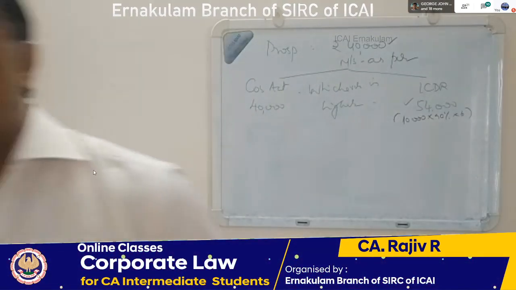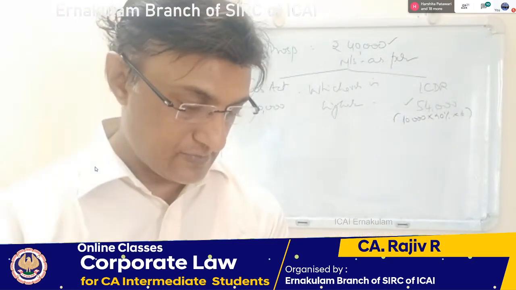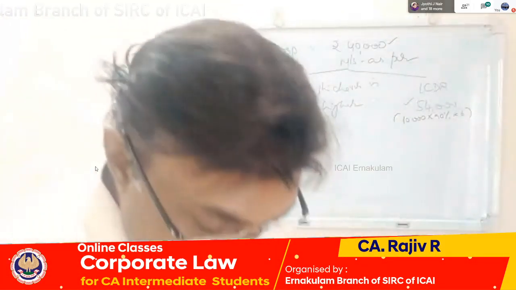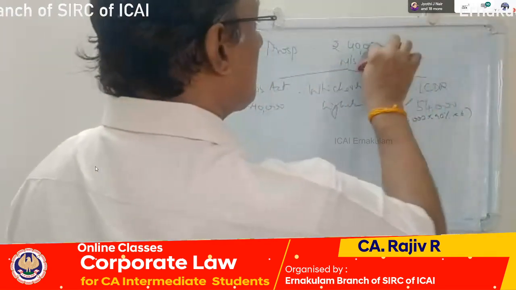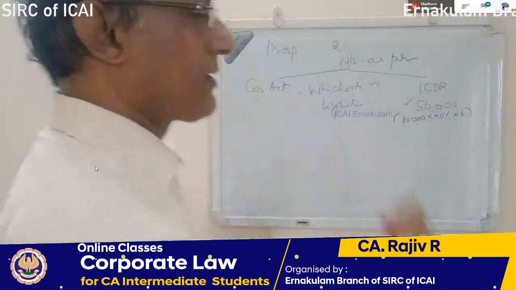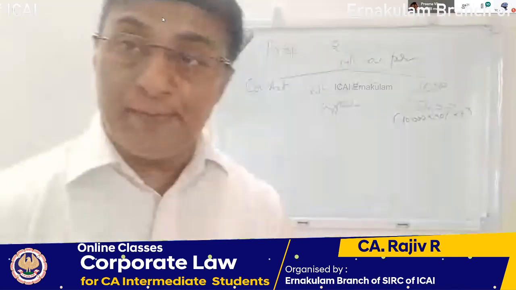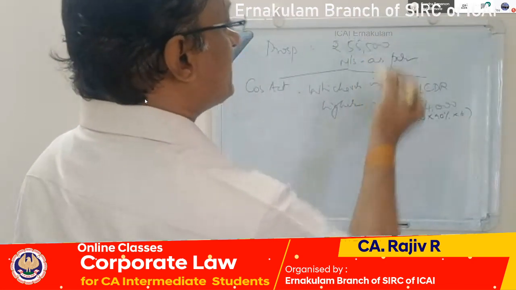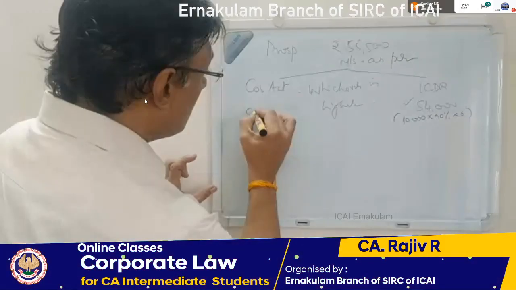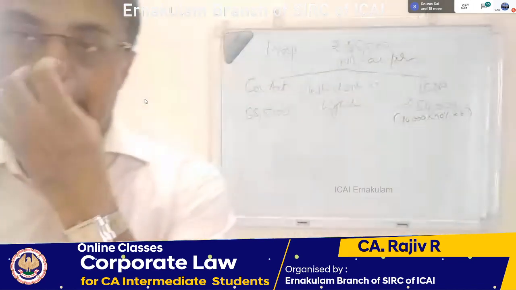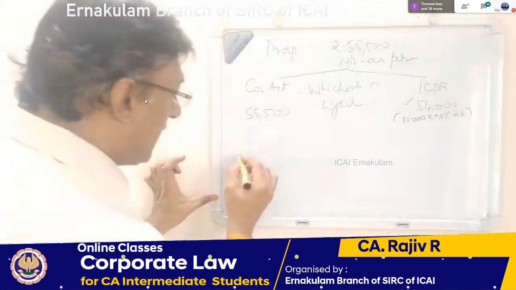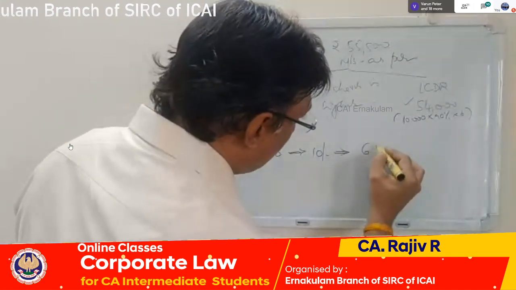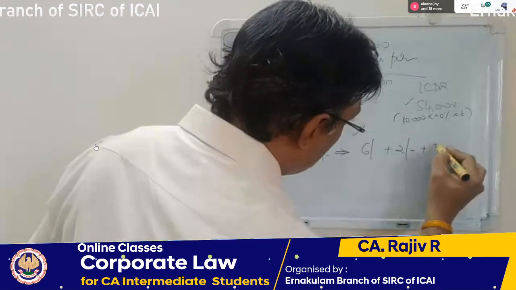Now I'm coming to a different possibility. Let me calculate it first. Suppose in this case, I change this. Suppose I say in the prospectus that my minimum subscription expected is 55,500. So that will become 55,500 here also. Remember, it's a case of a company which has issued 1 lakh shares of rupees 10 each, payable as 6 plus 2 plus 2.